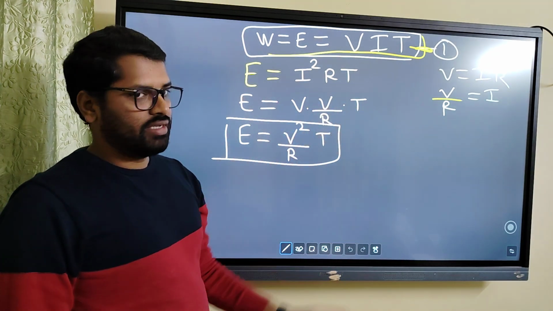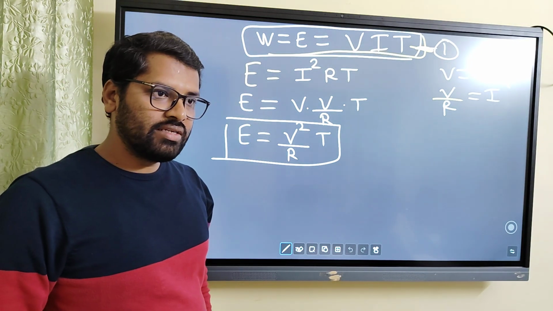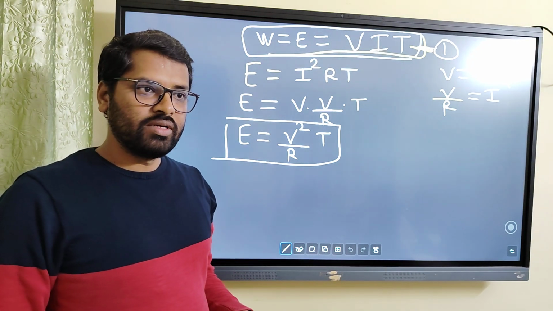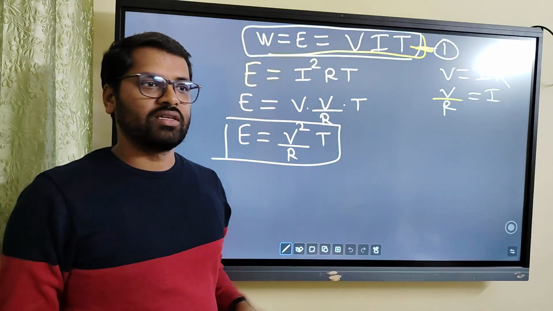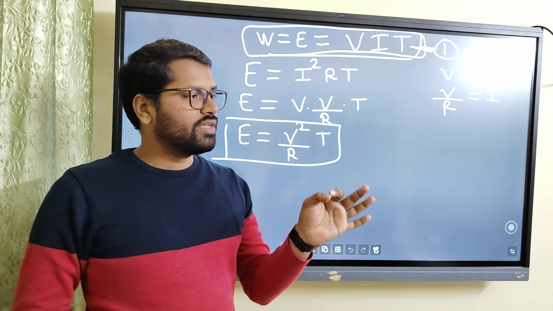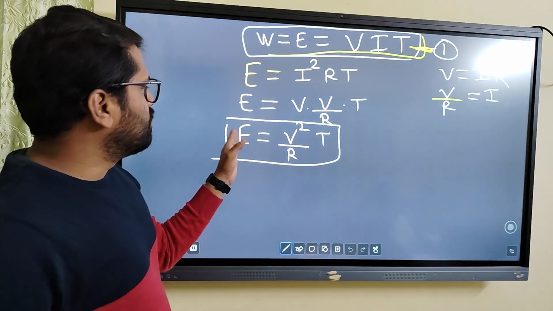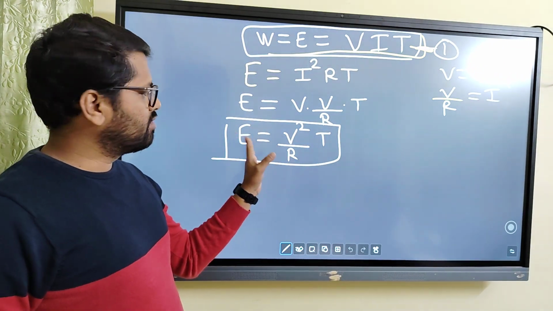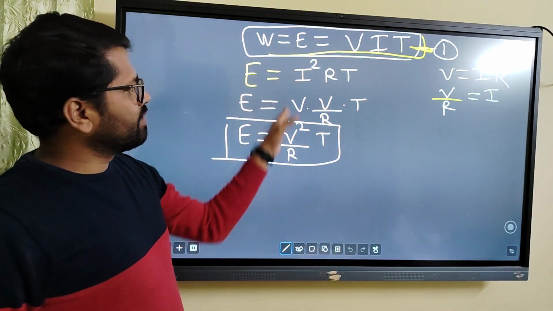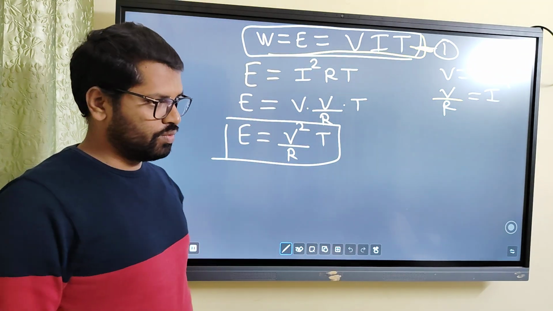Just remove T. Is there more formulas? No formulas, right? Just one or two. So please don't be under the impression that there are many formulas in electricity. It's very simple, very easy. Three formulas are given, but if you know VIT and Ohm's law, you'll be able to do it.